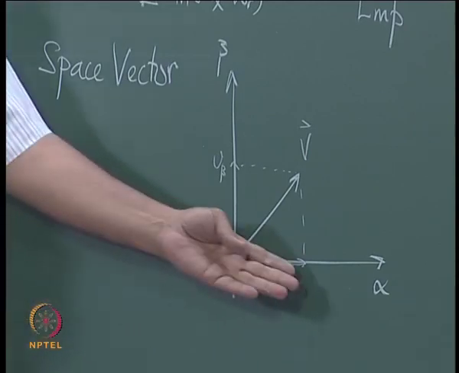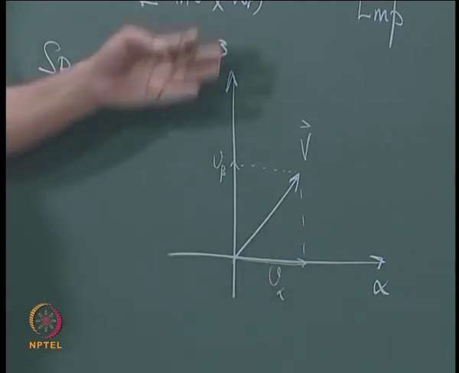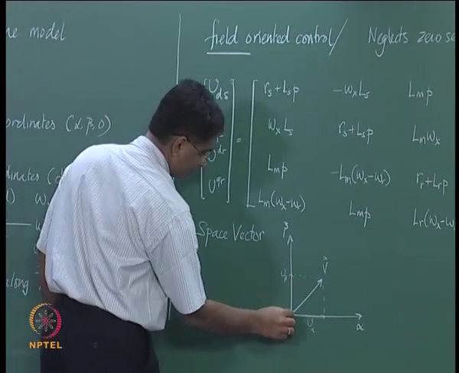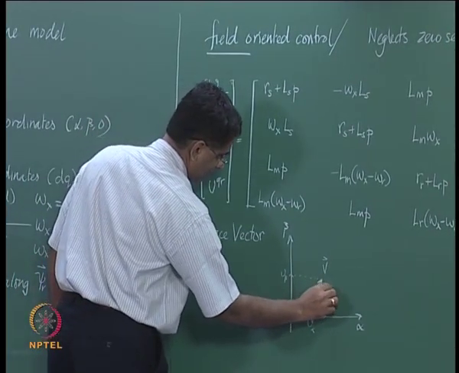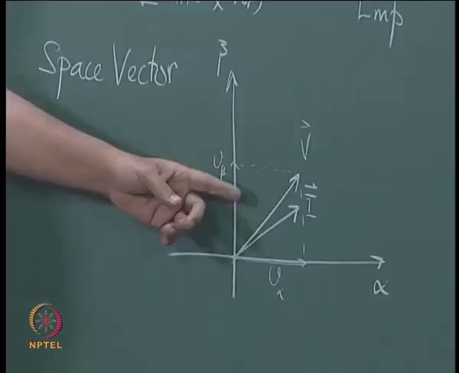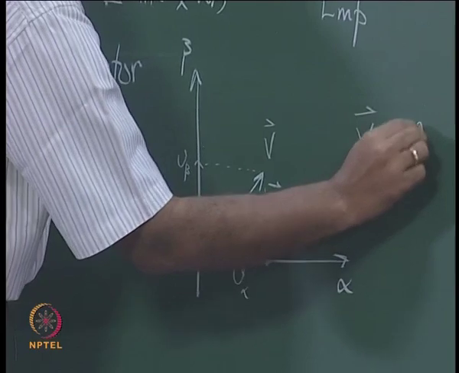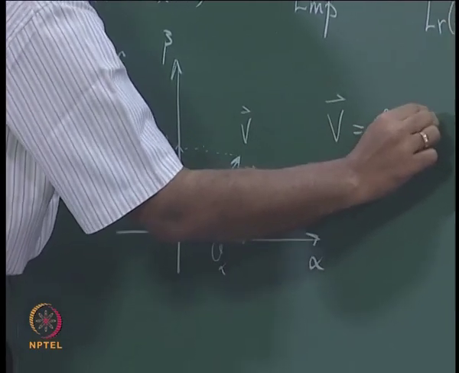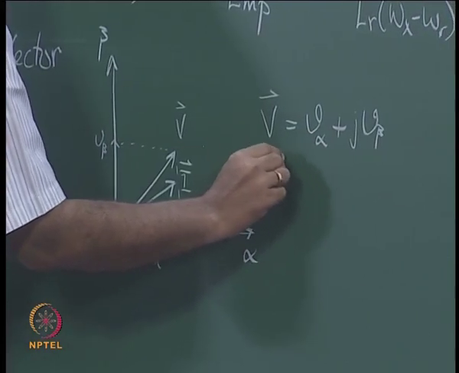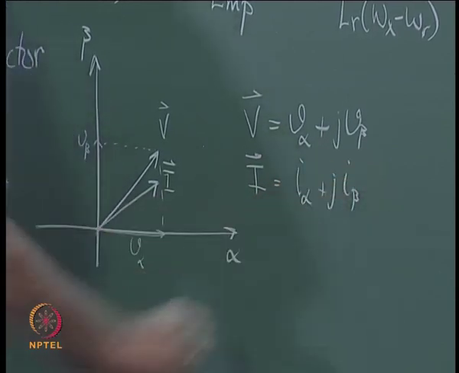Similarly, you have a flow of I alpha in the alpha axis, and you have I beta flowing on the beta axis coil. Those two together we can then form a space vector for the current, and this space vector can then be written in a concise form as: the voltage space vector is nothing but V alpha plus j times V beta. Similarly, the space vector of the current I can be written as I alpha plus j times I beta.